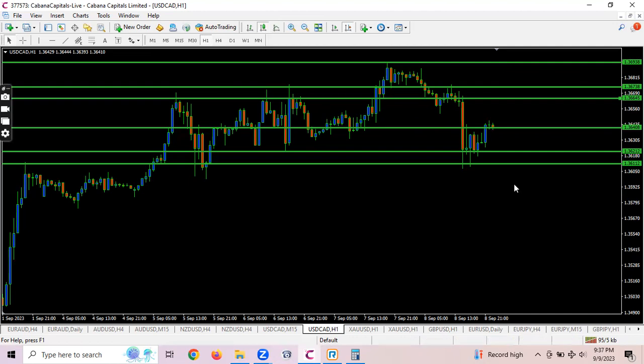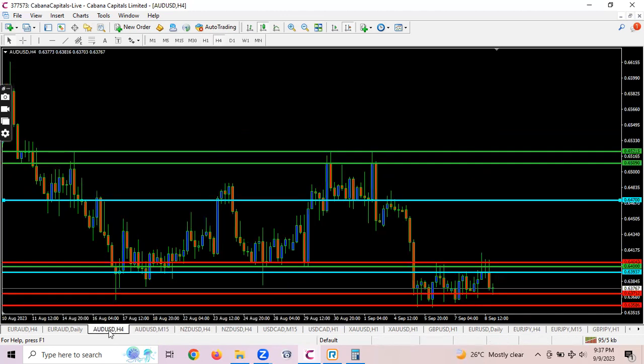Okay, so that's my take on USD CAD. Sell below this level. So if I'm considering selling below this level, let's go to Australian dollar USD. If I'm considering selling below that level, then on Australian dollar USD, I expect a candle to have closed above this zone. A 4-hour candle should have closed above this zone on 4-hour time frame on Australian dollar USD. I hope that's clear. So that's my take on USD CAD.